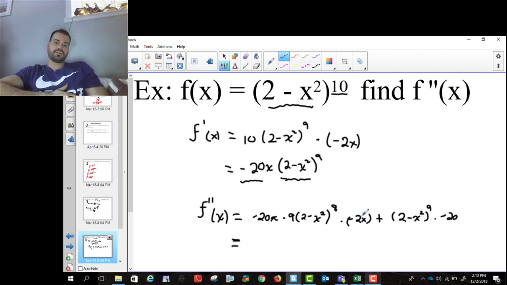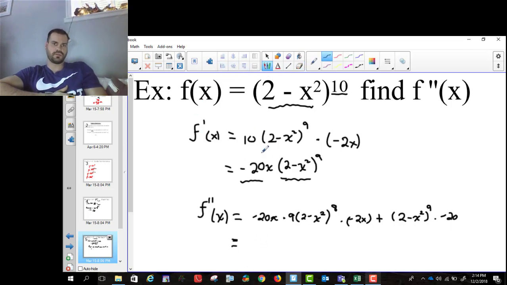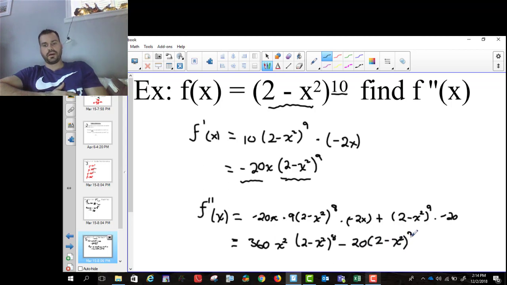So to simplify this a little bit, minus 2 times minus 20 is 40. Then times 9, let's do that all in one step. I think you can handle it. You guys are pretty bright kids, right? So we don't need to worry about that. So 9 times 40, or 9 times 20 is 180, double is 360. And we have x squared on 2 minus x squared to the 8th. And then it's minus 20 times 2 minus x squared to the 9th.